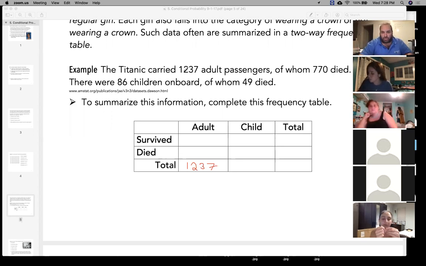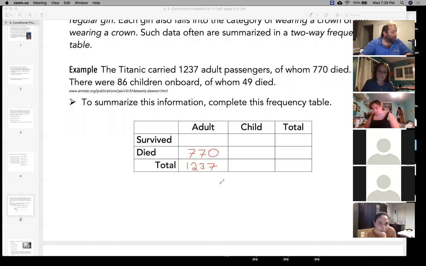So there's 1,237 adult passengers. So here's adult total 1,237. We agree? Of those 1,237, 770 of them died. So there are 3 cells for died. There's this one, this one, and this one. Does 770 go in one of those 3? 770 is in the died adult cell. Yes, of those adult passengers, 770 of them died.